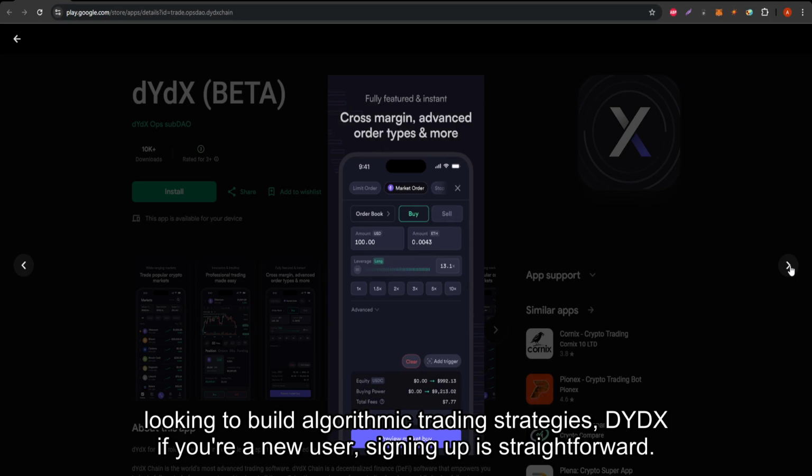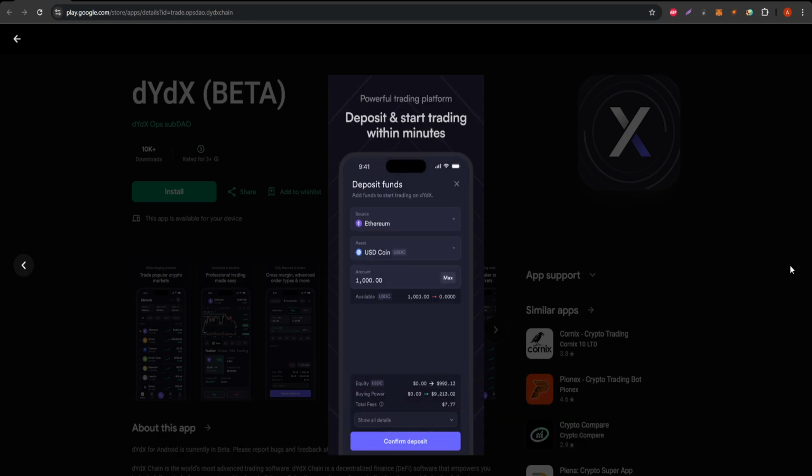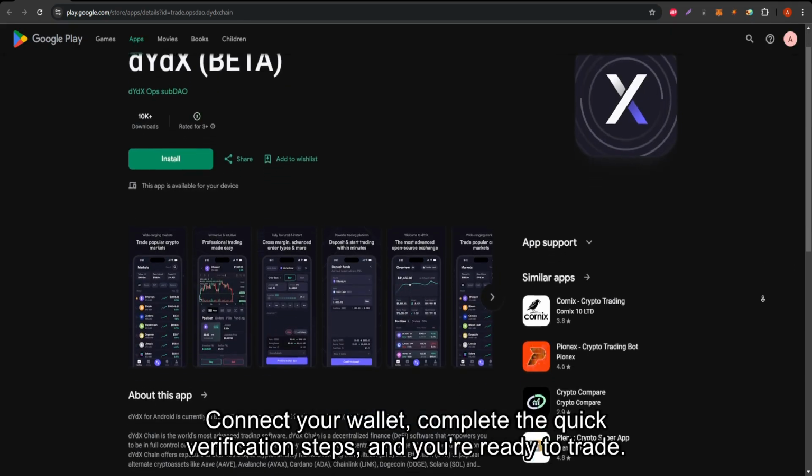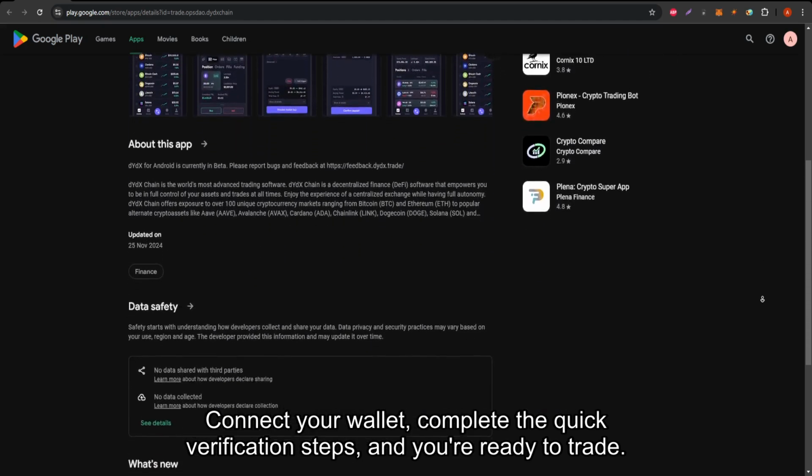If you're a new user, signing up is straightforward. Connect your wallet, complete the quick verification steps, and you're ready to trade.